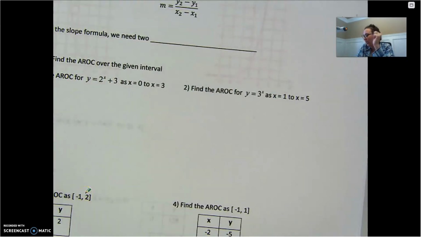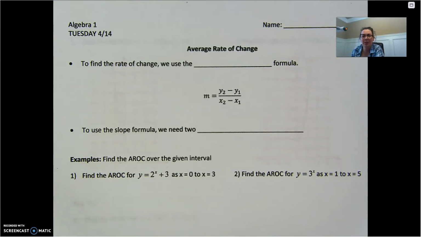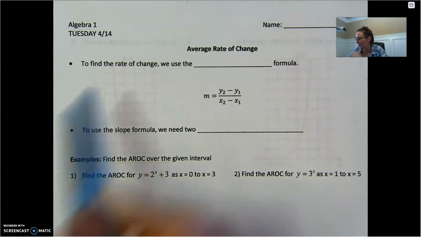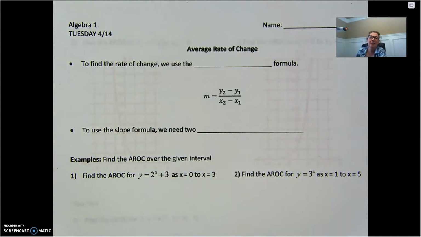All right, so we're going to keep on going with these exponential functions. We're going to bring back a formula that we saw a couple weeks ago. It's the slope formula, right? Rate of change is what we're going to be looking at. So this should be a nice little review for you.